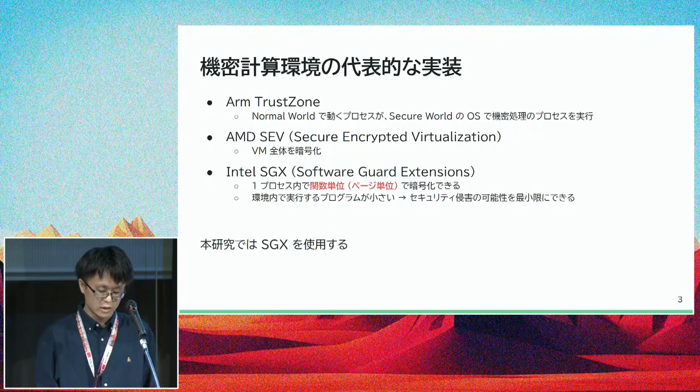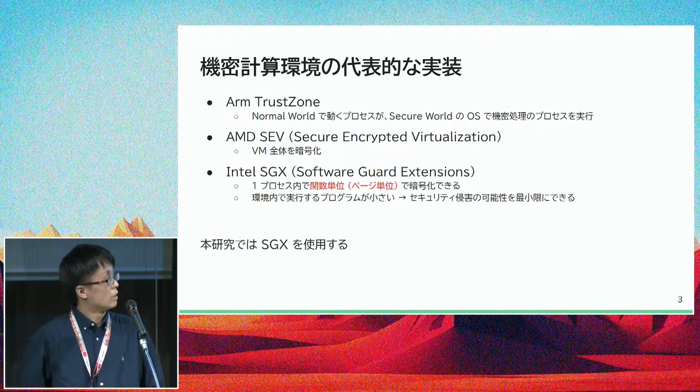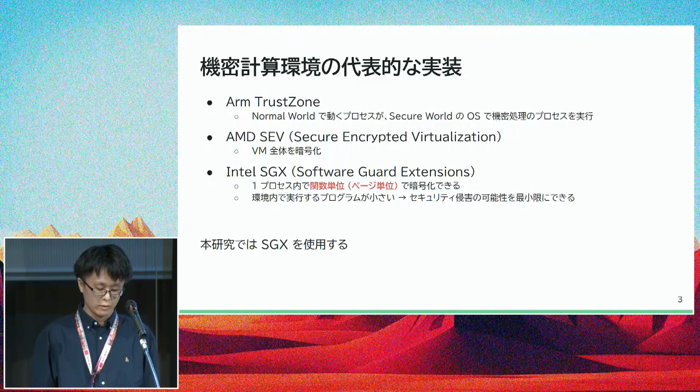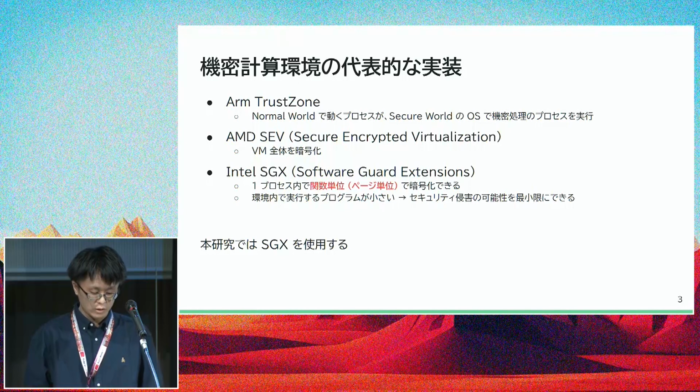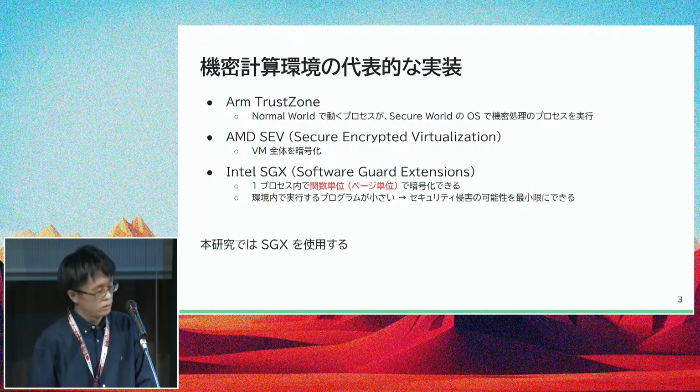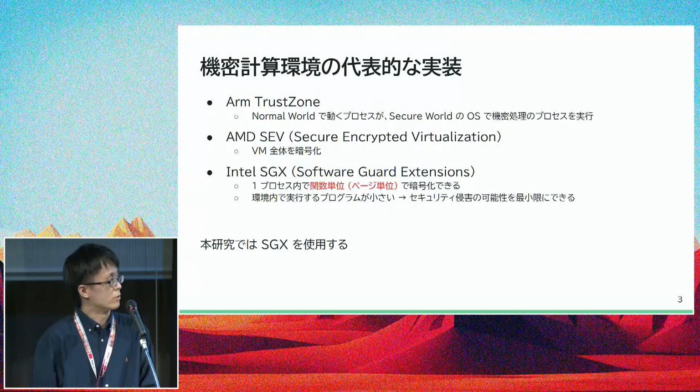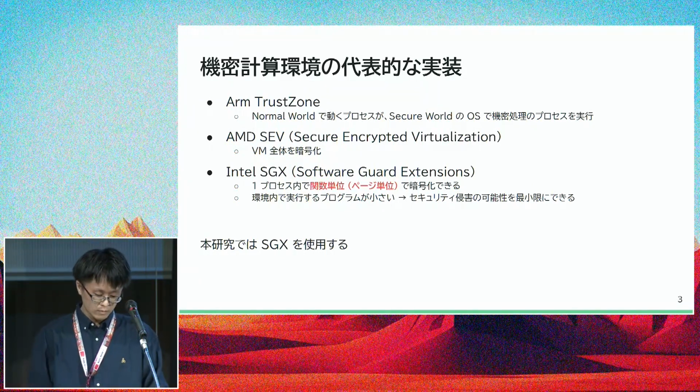In this environment, there are various representative implementations. TrustZone: at the time of booting, a secure world, which is the protected environment, can be created. In the normal environment, the normal process is run, while the secure world executes the confidential processing. AMD provides Secure Encrypted Virtualization, SEV. The whole VM is encrypted, and then confidentiality is protected.